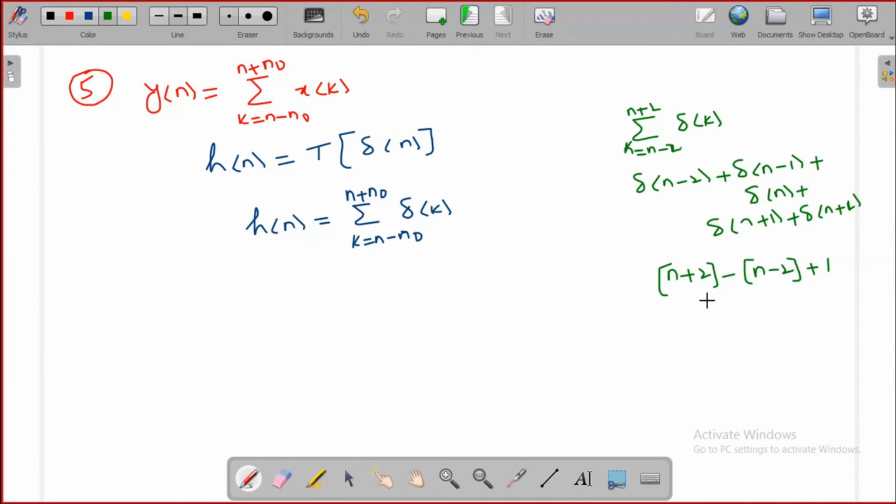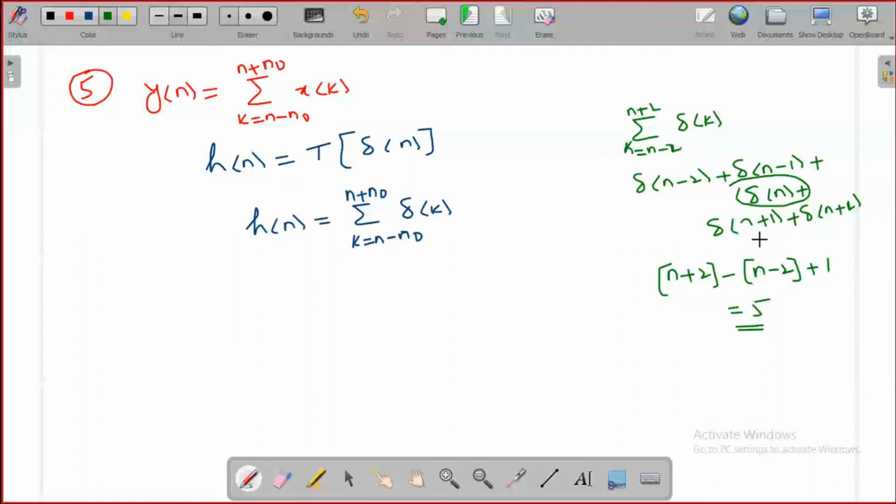So the value is 2. n will get cancelled. 2 plus 2, 4 plus 1, so you will get the 5 samples. That is nothing plus 2, simply 4 samples along with n equal to 0. Total 5: upper limit minus lower limit plus 1. So for these 5 samples, n minus 2 is the first sample, n minus 1 is the second, n is the third, n plus 1 is the fourth, and n plus 2 is the fifth sample.